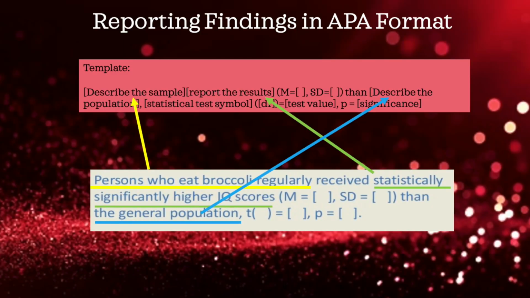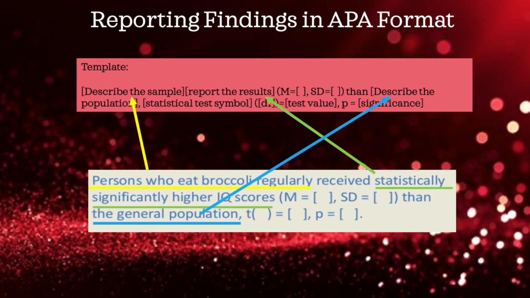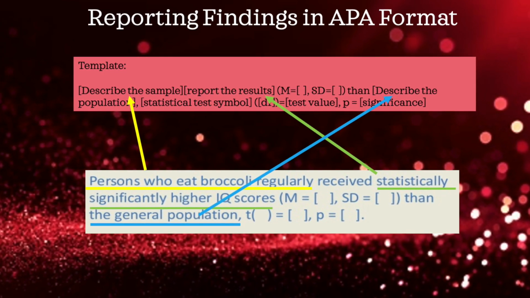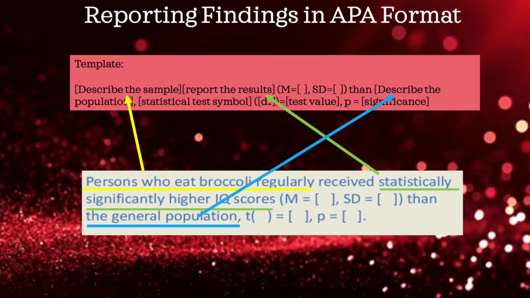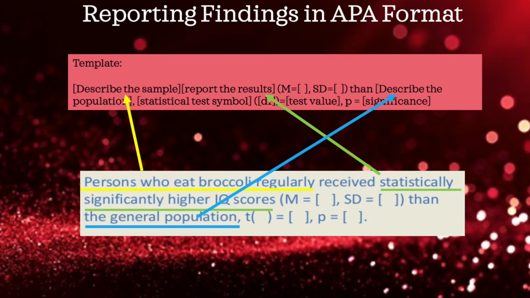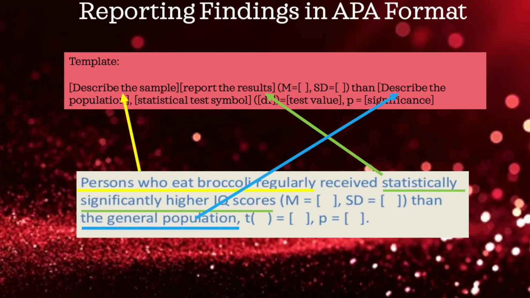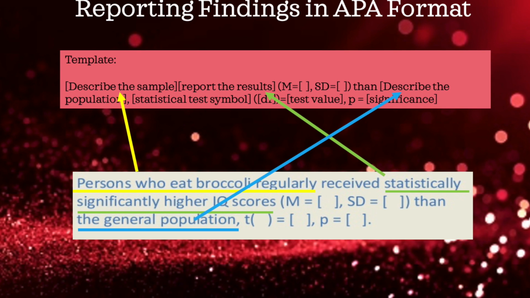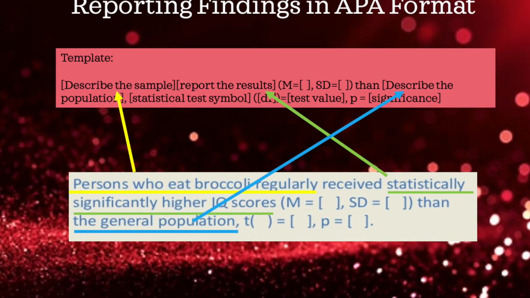So here it is as a template, and so you could use this going forward to report your results. So here is the broccoli example plugged into the template. So you could see it says persons who eat broccoli regularly. That's highlighted in yellow, and it goes with that yellow arrow there that says that is a description of the sample. So in other words, where it asks to describe the sample, that's where we would plug in persons who eat broccoli regularly. And then report the results, and you can see that's in green. It goes with statistically significantly higher IQ scores. And then the blue is describe the population, and so here it's just written as the general population. So that's how you would fill in that portion.